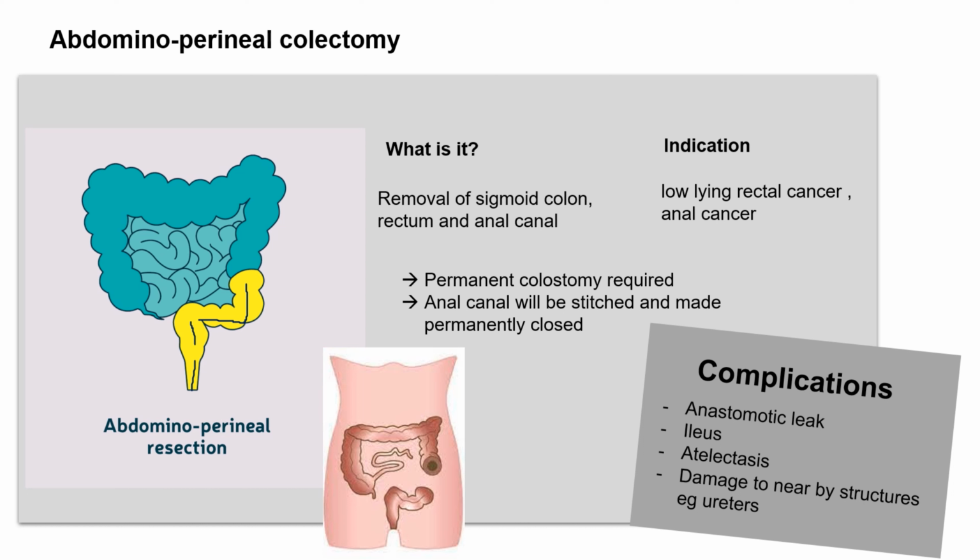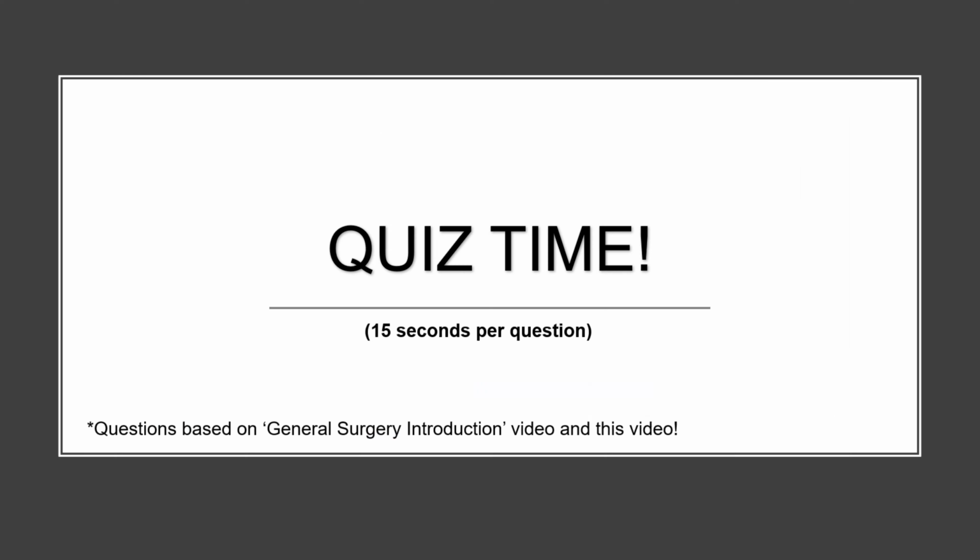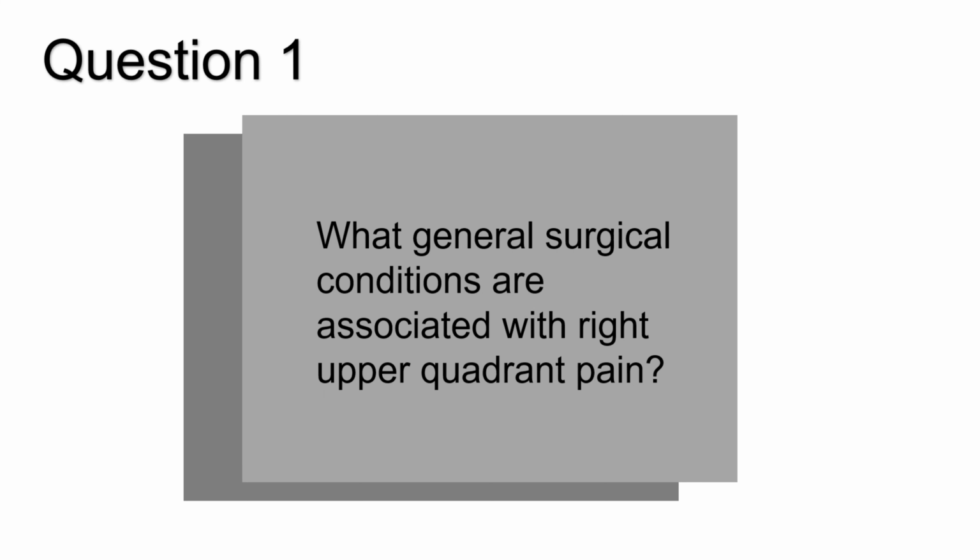So at the end of each video, we'll have a short quiz to ensure that any of the information that you've learnt is being reinforced and clarified. So there are 6 questions in this quiz. Each question will last 15 seconds. If you feel like you need more time, feel free to pause the video at any point. So let's move on to the first question. What conditions are associated with right upper quadrant pain?